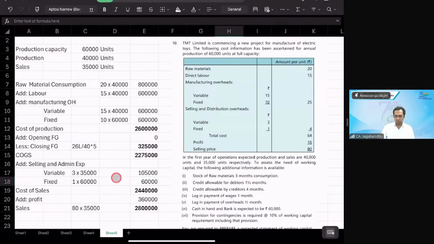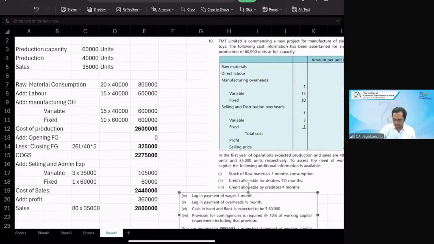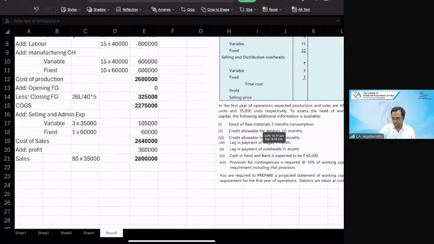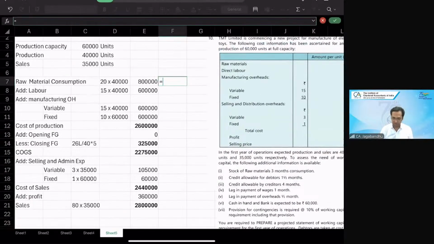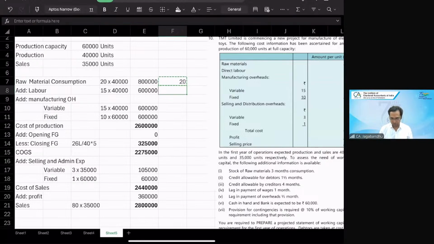So if you really want to see what the per unit number is, get the per unit number as per the new income statement. So this divided by 40,000. These are your per unit numbers.